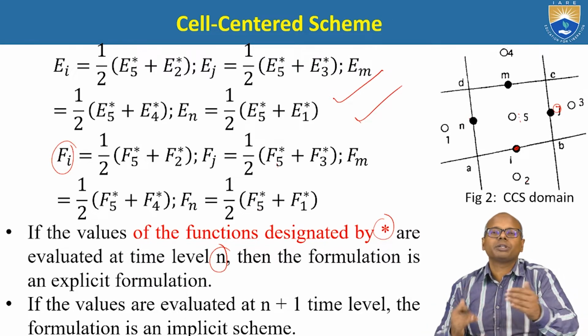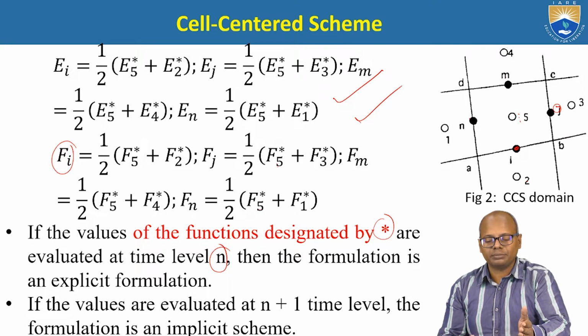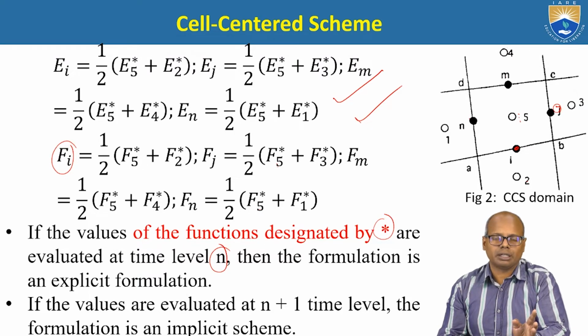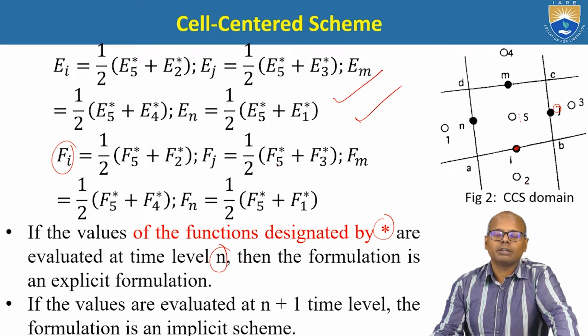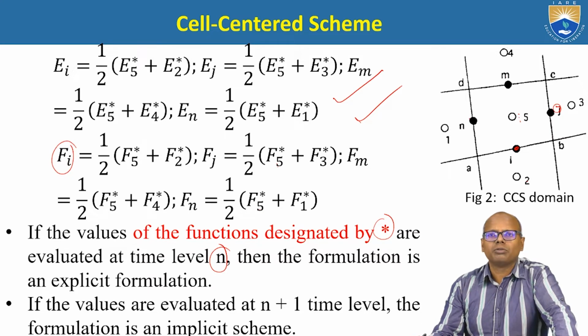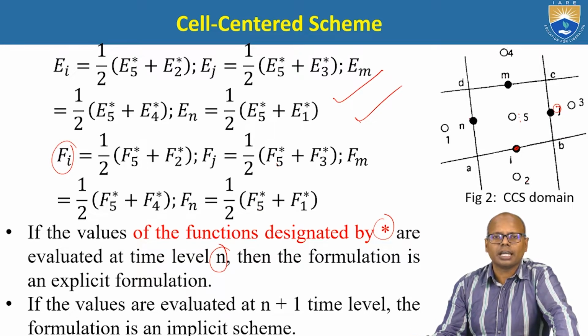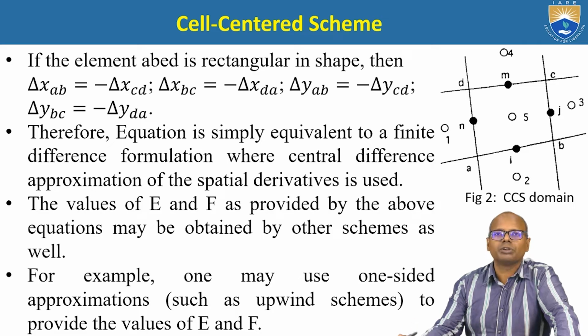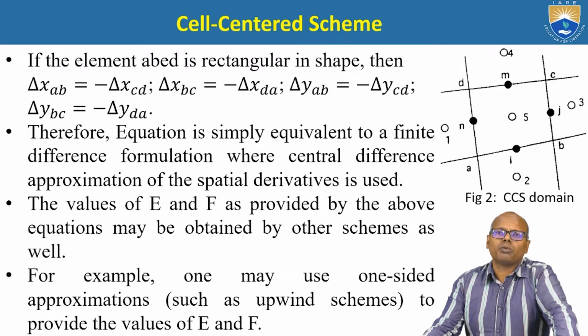So, that is the difference between explicit scheme and implicit scheme. Here, if I am taking the values of E1, E2, E3, E4, E5 and F1, F2, F3, F4, F5 at the nth time interval, then it is called explicit formulation. If I am taking these values at the n plus 1th time interval, because we don't know these values there, it is classified as an implicit scheme. This is the way we can classify the cell-centered scheme as explicit or implicit approach. Now we'll see what is the node point approach next.